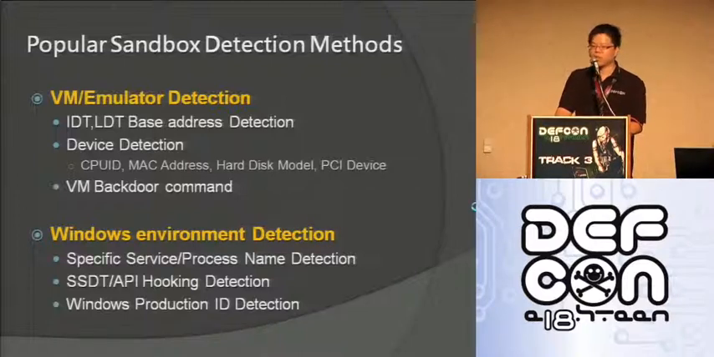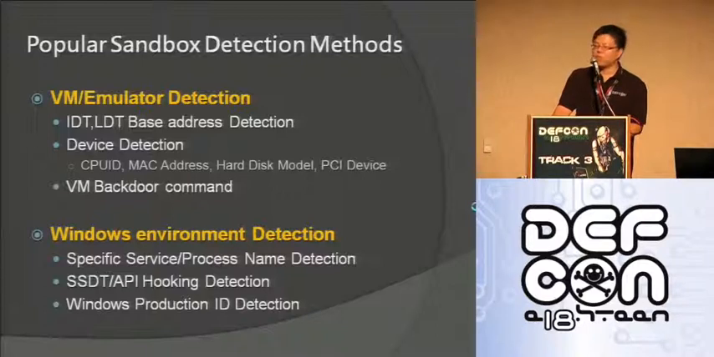They can also check for devices, because the devices in VM environments or emulators, for example the CPU IDs, tend to be very unique. The model name tends to be very unique. They also have very specific PCI devices. So if they check against these special hardware specifications, they can recognize whether they are in a VM environment or emulator. And after all, they can also try to launch backdoor commands, because these undocumented backdoor commands are only available when you are inside an emulated environment.